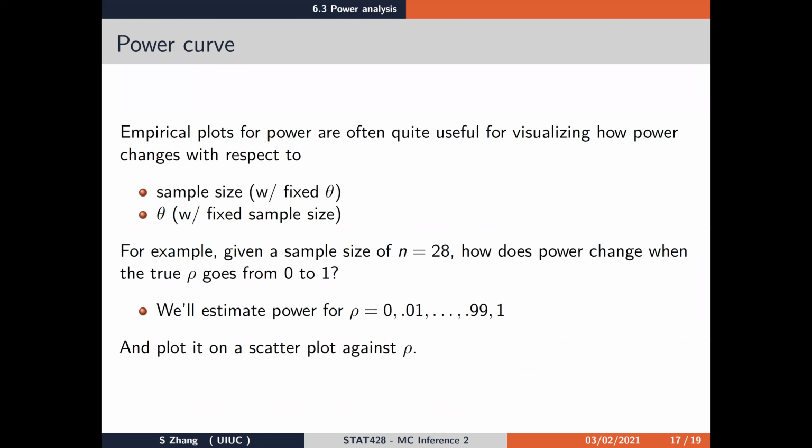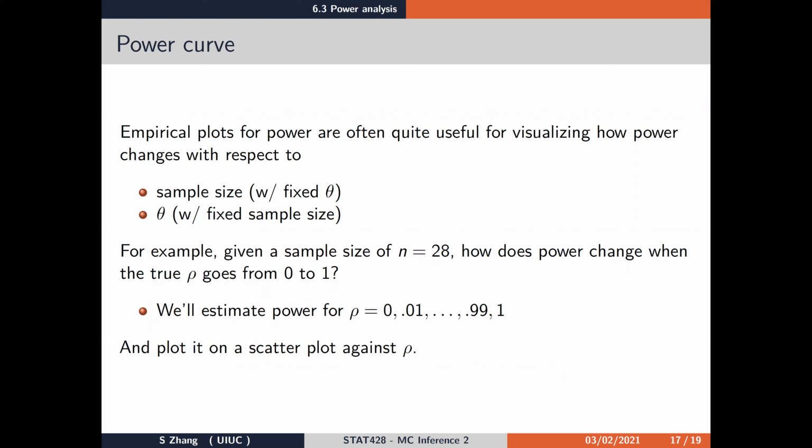So I just illustrated how we can use the power analysis to figure out what is an appropriate sample size if we want to achieve a particular power level under some particular true alternative distribution. Another thing that's quite useful is the plotting of power curves. Empirical plots for power are often quite useful for visualizing how power changes with respect to sample size.